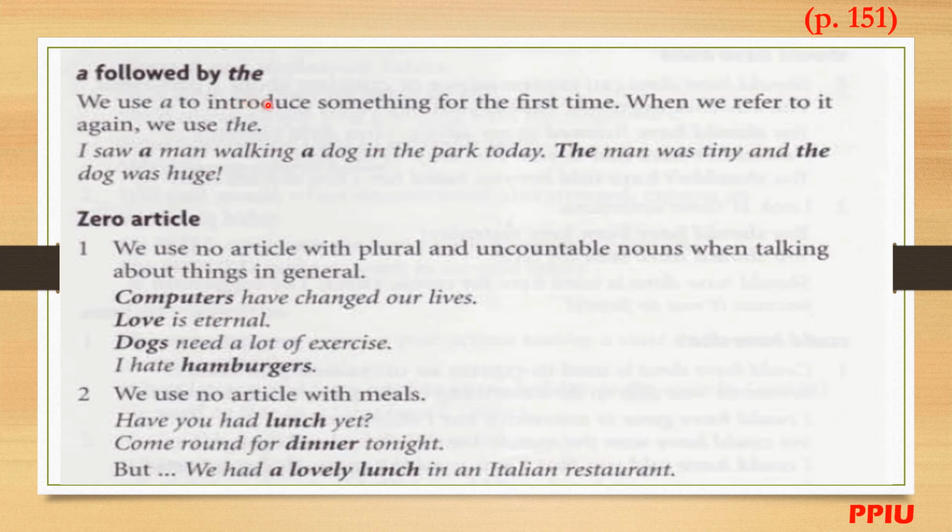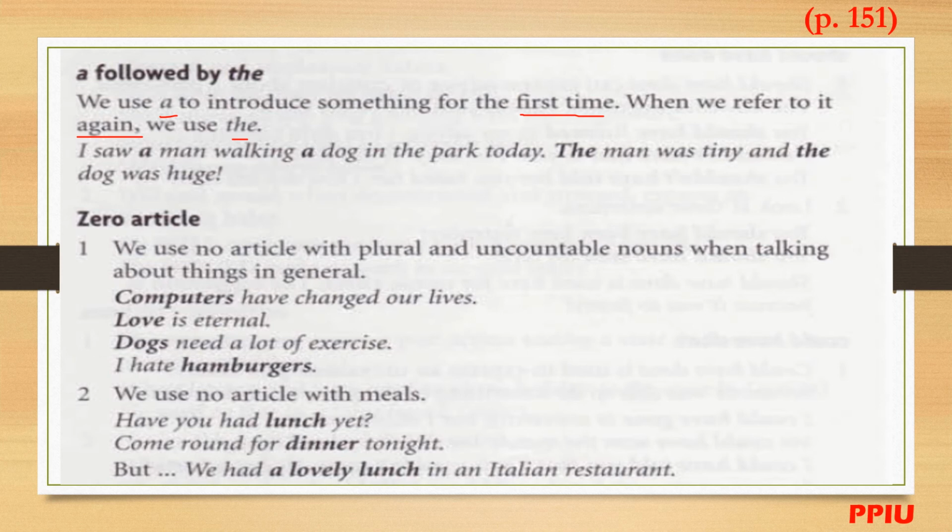We use "a" to introduce something for the first time. When we refer to it again, we use "the". So when we talk about something the first time, we use "a", and the second time we use "the".